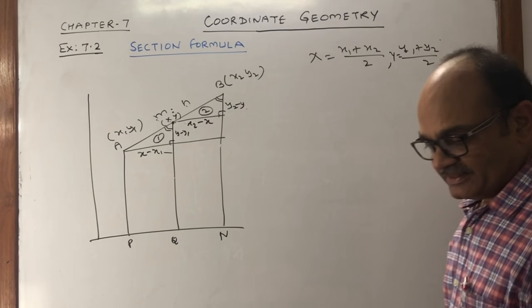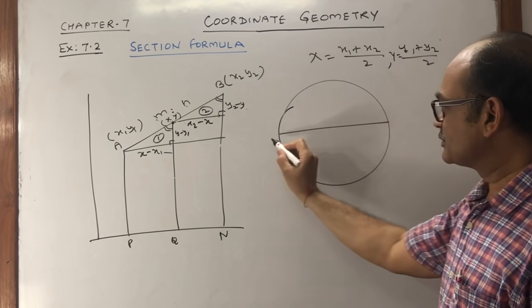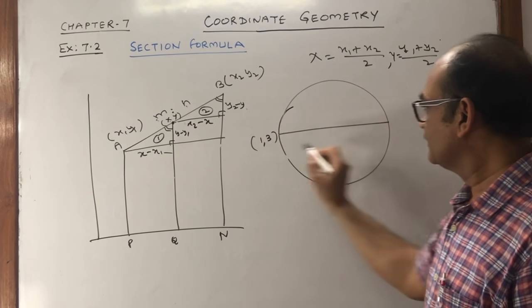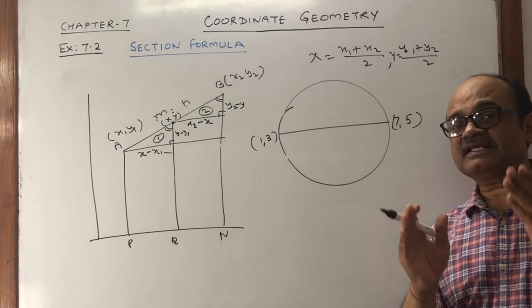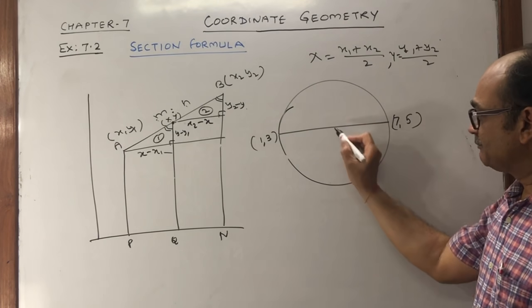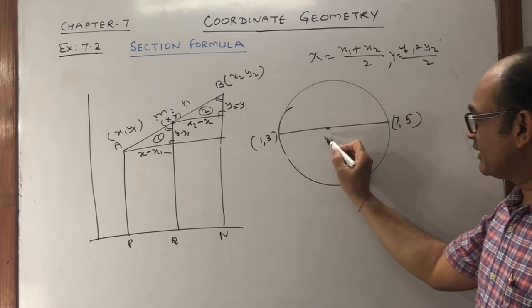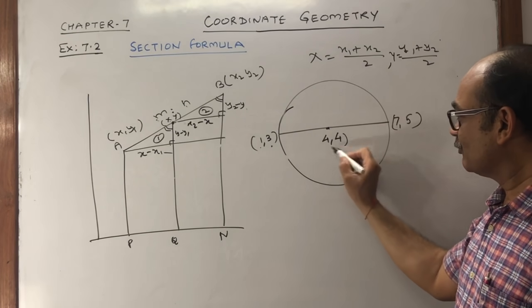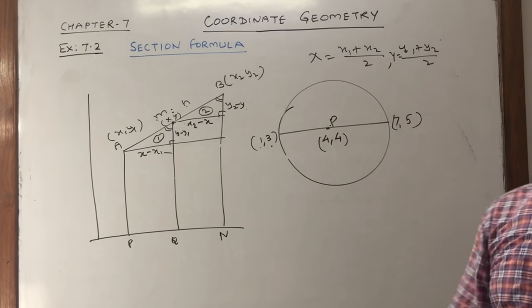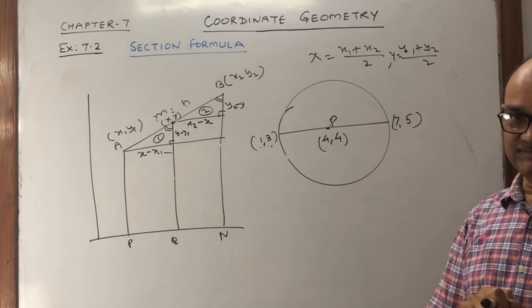Suppose मेरे को एक कोई सर्कल दे दिया, उसके डायमीटर के एंड पॉइंट्स (1, 3) and (7, 5). Question is, find the center of this circle. It means we want to calculate the midpoint. What is the midpoint? Average. 1 and 7 average is 4. And 3 and 5 average is 4. So center P is the average of the end points of the diameter.